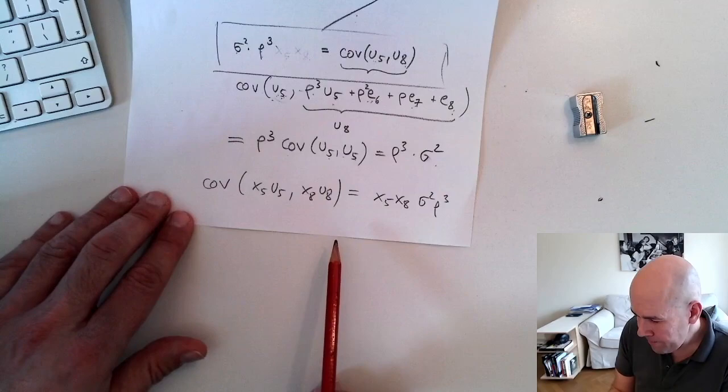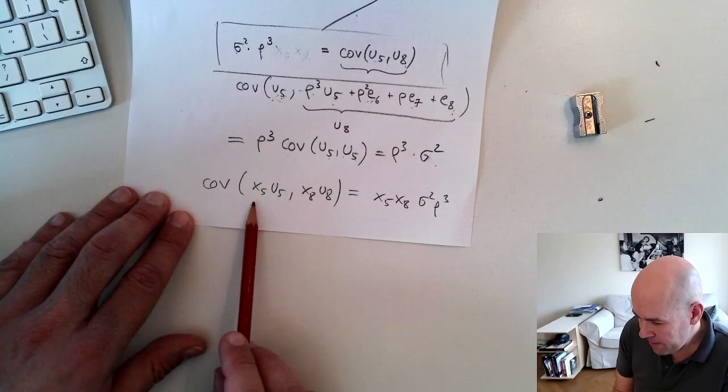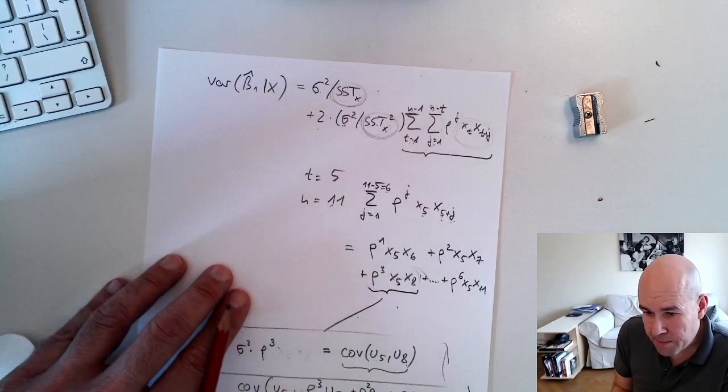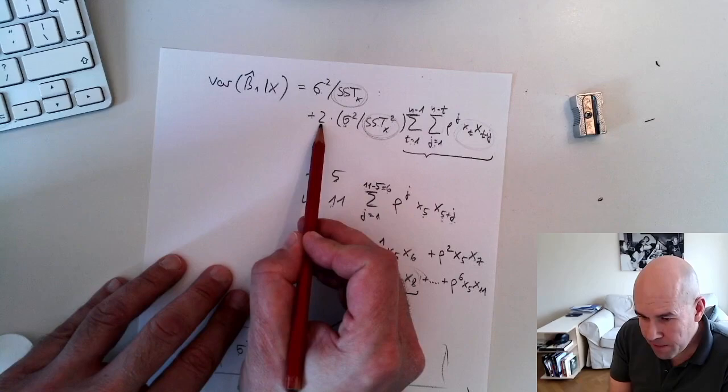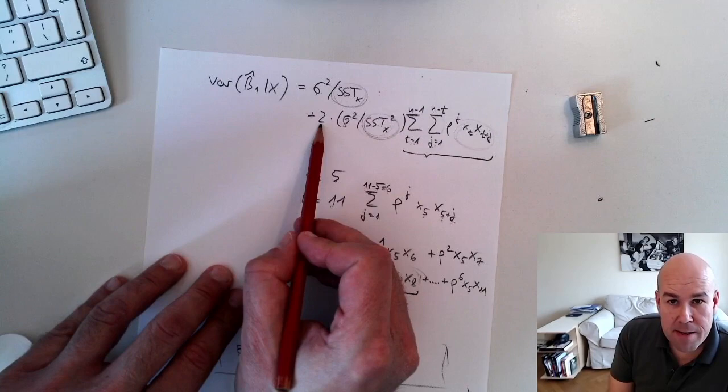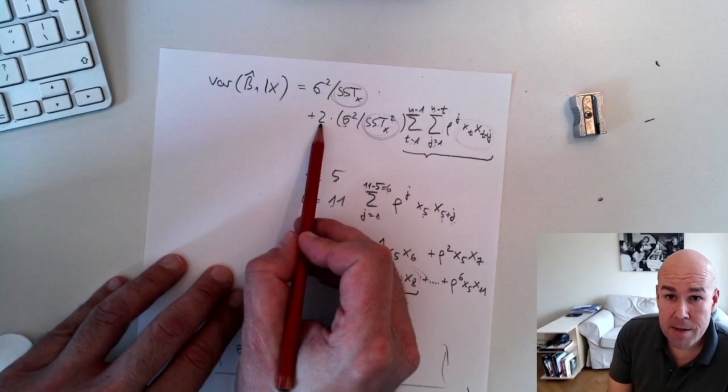Okay, so what am I showing you here? I'm showing you here that in the end of the day, it's all about covariances. So this business here multiplied with the sigma square is going to be a covariance. Where does the 2 come from? The 2 comes from the fact that the variance of A plus B is the variance of A plus the variance of B plus 2 times the covariance of A and B.